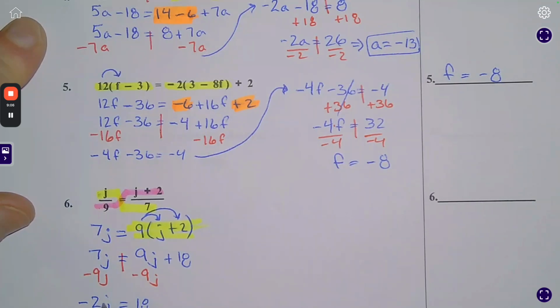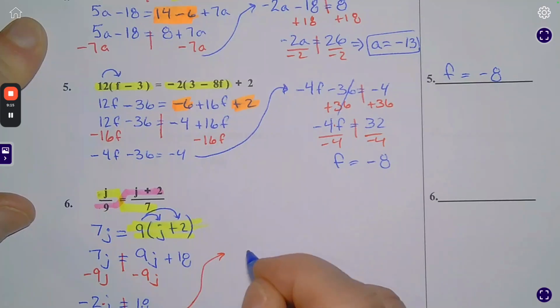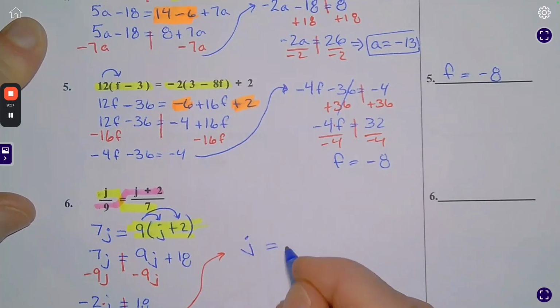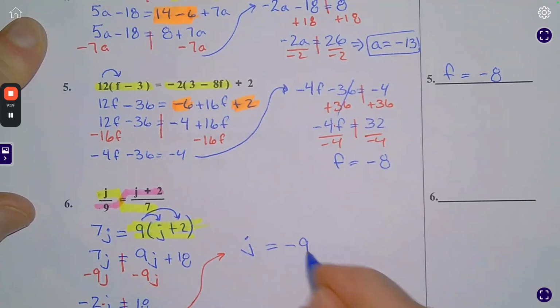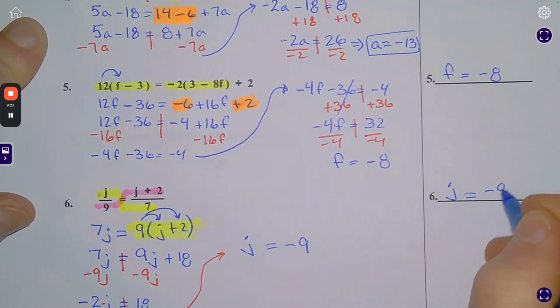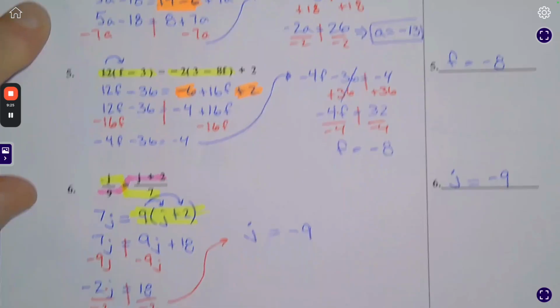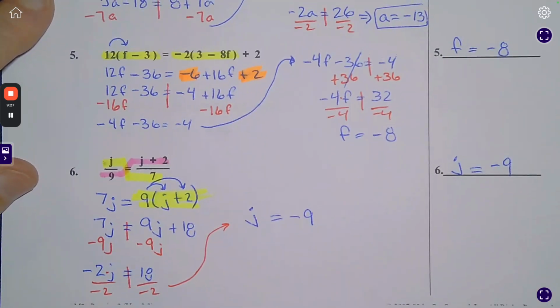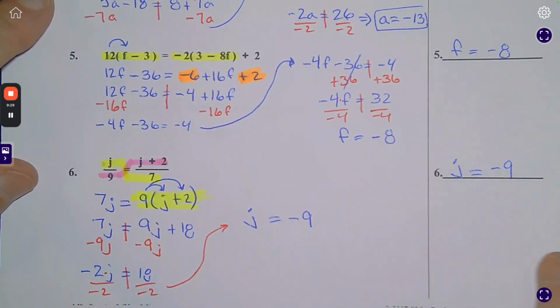That's negative 2 times j. Inverse operation for multiplication is division. Woo! Let's keep going. That's 1j equals positive divided by a negative, 18 divided by 2. So j equals negative 9. That was great. Well done, my people. Well done. Let's go ahead and go to the back side.